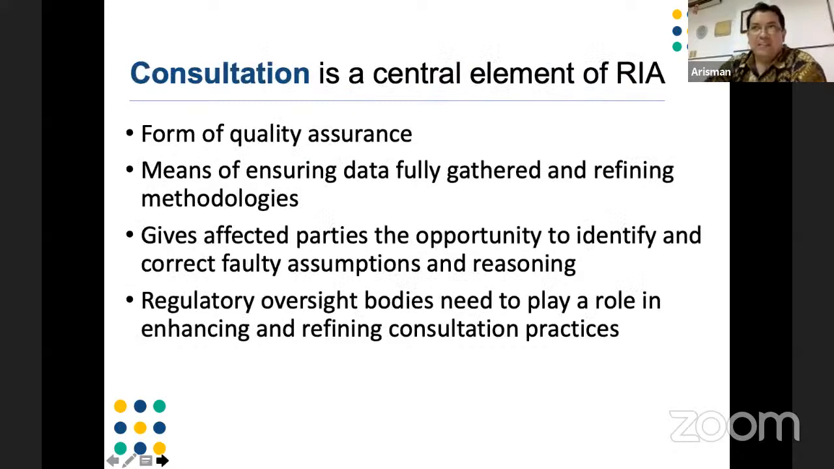Like I mentioned earlier, consultation is a central element of RIA, regulatory impact analysis. So how we get data, and also the methodology, and then how we can give affected parties the opportunity to identify and correct faulty assumptions and reasoning. And then the last one is regulatory oversight bodies need to play a role in enhancing and refining consultation practices.